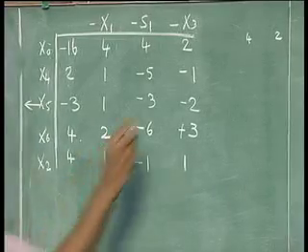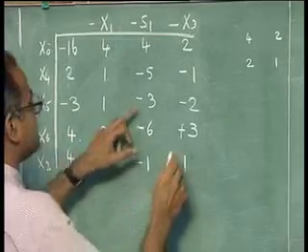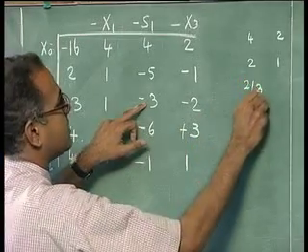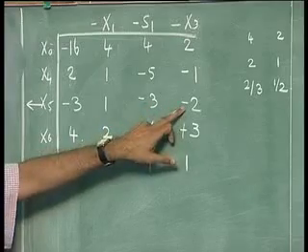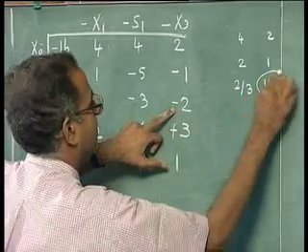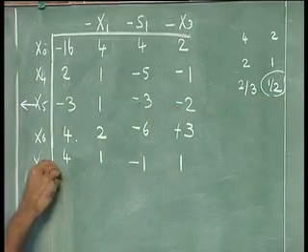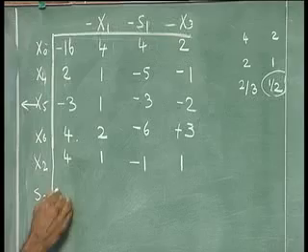Divide by the smallest to get 2 and 1. Now this becomes 2 by 3 and this becomes 1 by 2. The 1 by 2 is smaller, so 1 by 2 will be the one which we will use. Now multiply to create an S2. -3 by 2 is -2.